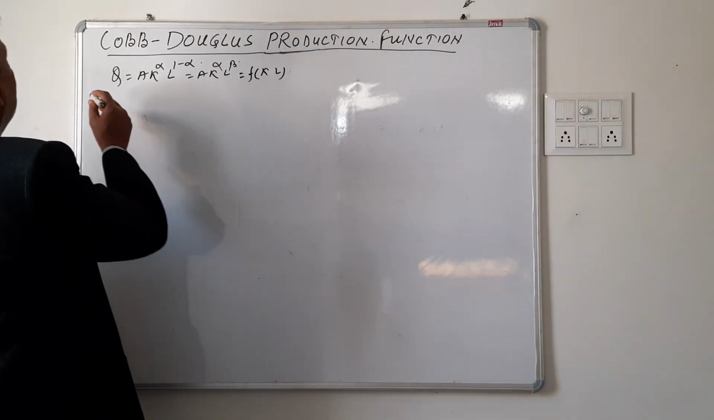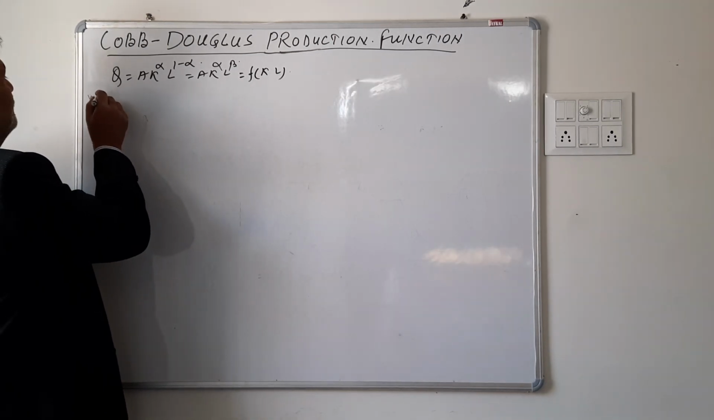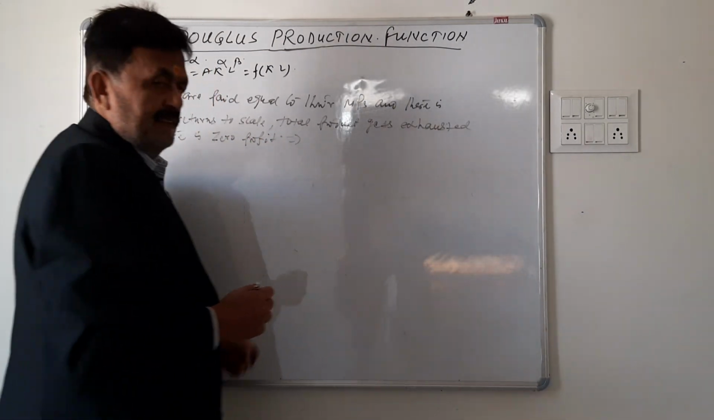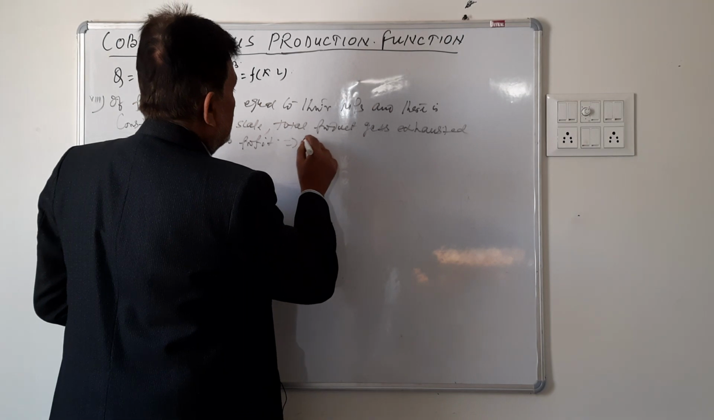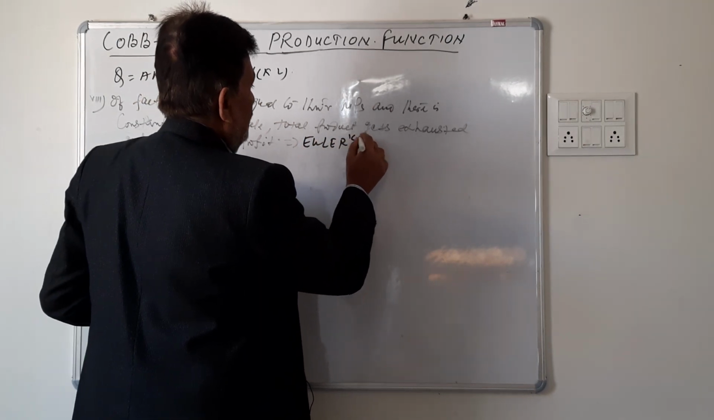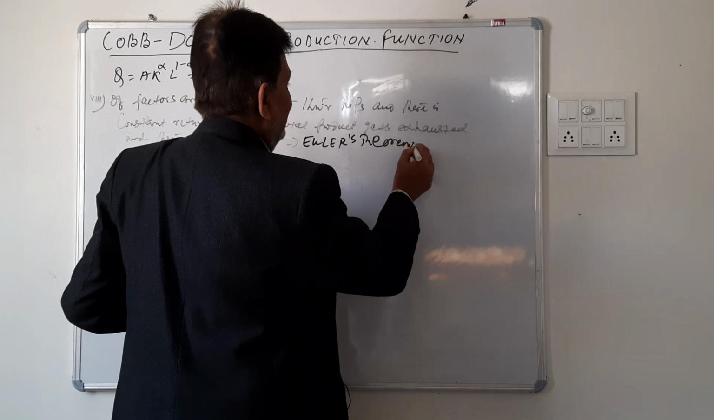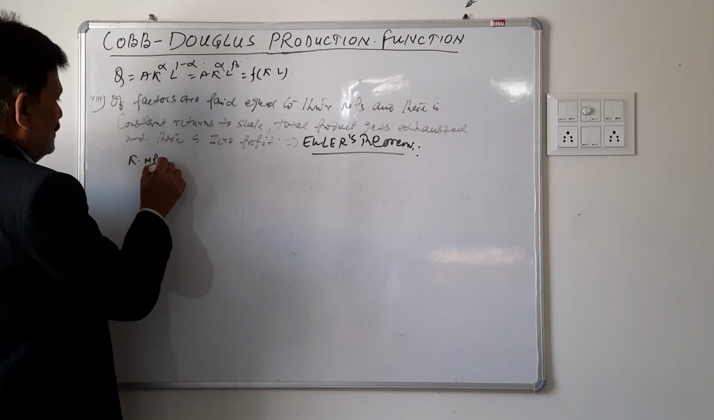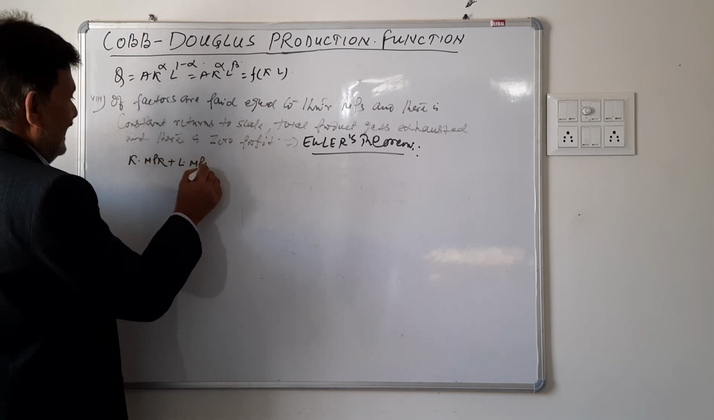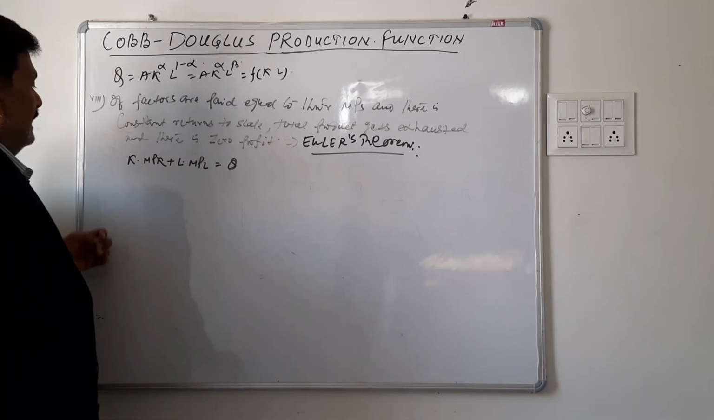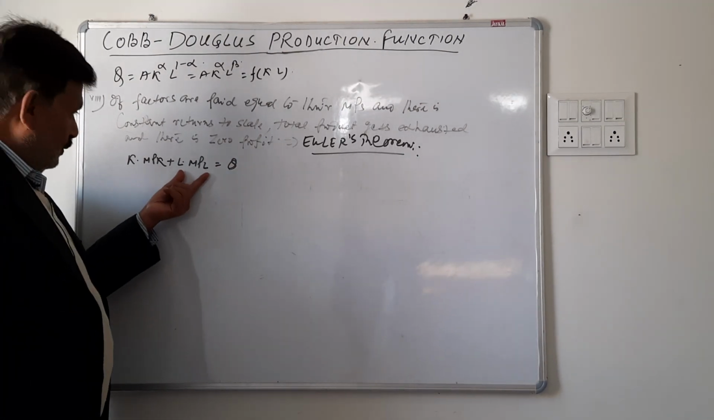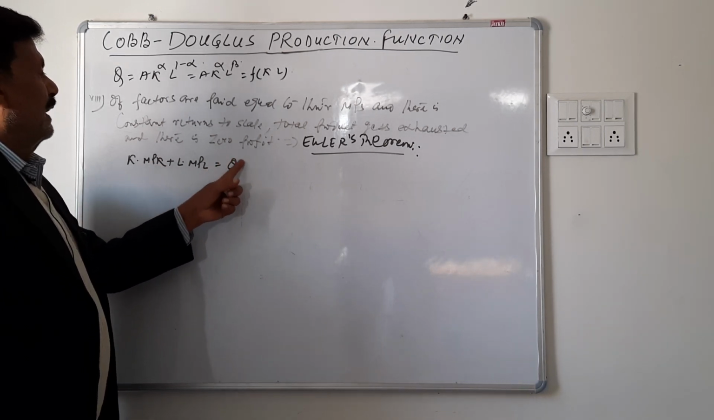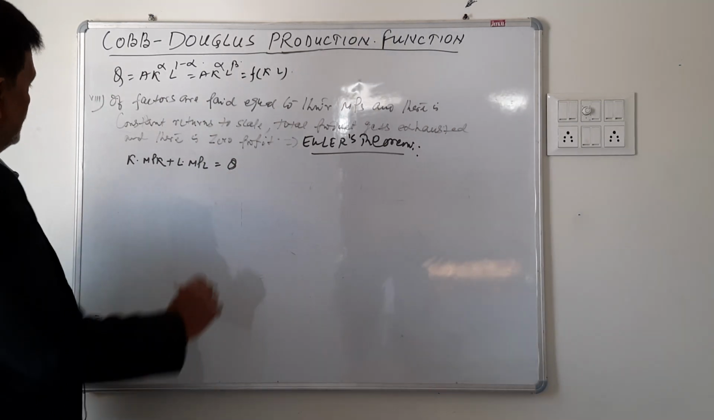It says, this is called Euler's theorem. Mathematically, this could be expressed as K into MPK plus L into MPL is Q. This is total payment to capital. This is total payment to labor, and the sum of these two payments to the two factors equals total product. So there is no profit, or zero profit.